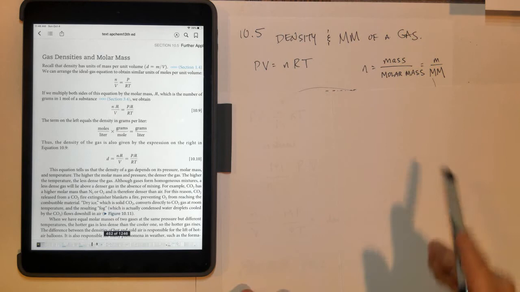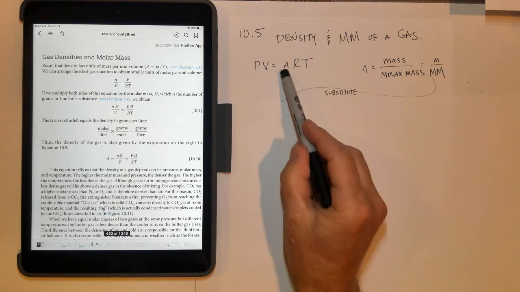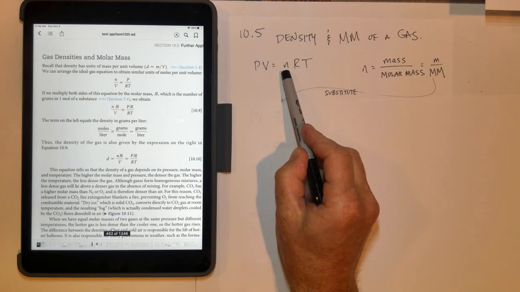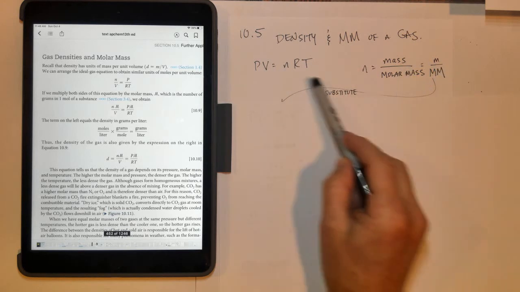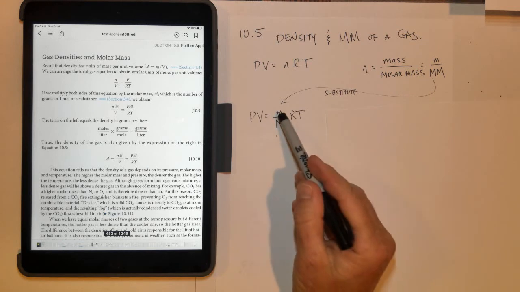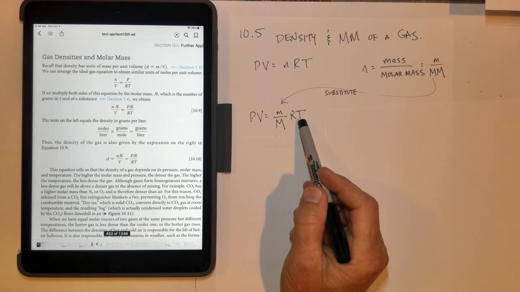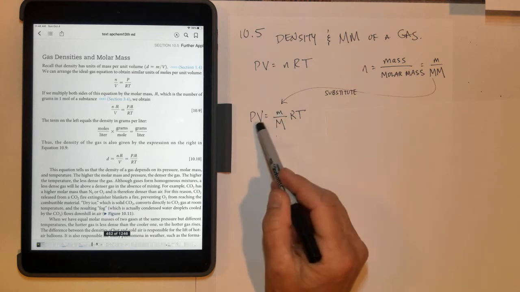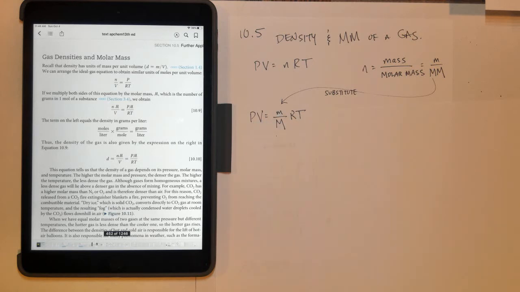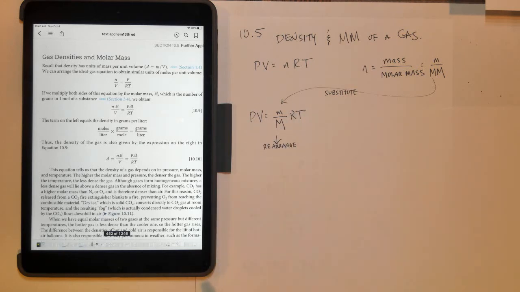We're going to take this mass divided by molar mass and substitute it in for n in PV equals nRT. Substituting mass divided by molar mass in gives us the equation PV equals mass divided by molar mass times RT, or PV = mRT/M. All right, now we're going to use this equation several times in different problems, but we can rearrange it further.